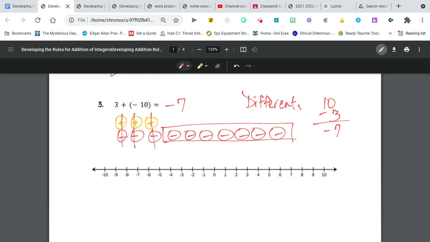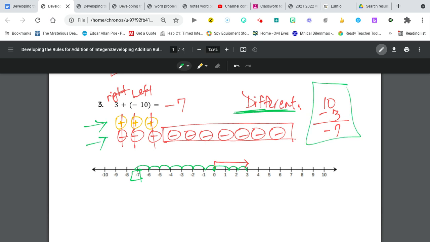Now, if you use a number line, you would go to the right 3. And then to add a negative, you would go to the left 10. But they're going in different directions. That's 3, 4, 5, 6, 7, 8, 9, 10. It puts us at negative 7. Again, they're going in different directions, just like these were different chips. Those are positives, those are negatives. So when they're different, the math part is just to subtract and see what you have more of.